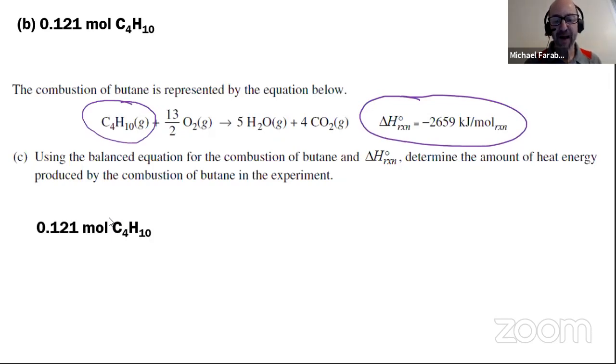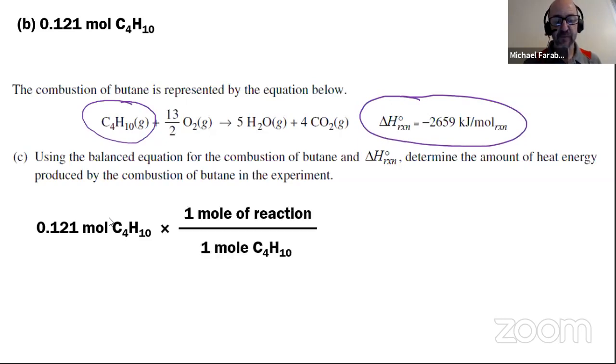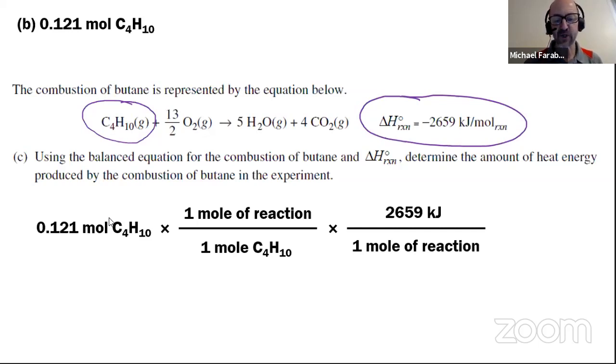We're going to calculate the amount of heat energy produced by the combustion of butane based on the information in this balanced equation. So you could put 2,659 kilojoules on the top and then 1 mole of butane on the bottom. I'm just doing this through the mole of reaction, but it doesn't change the math. So 0.121 times 2,659 gives us 322 kilojoules.